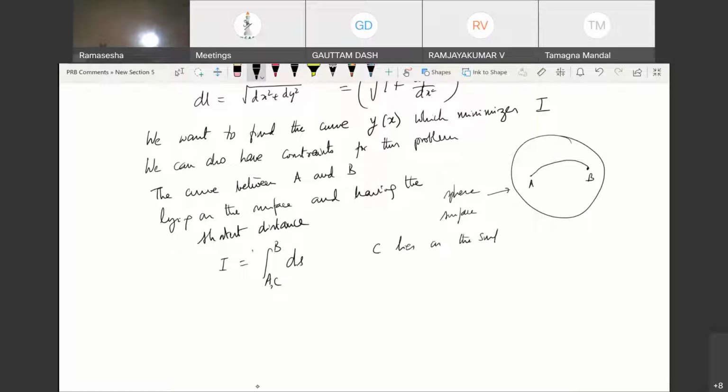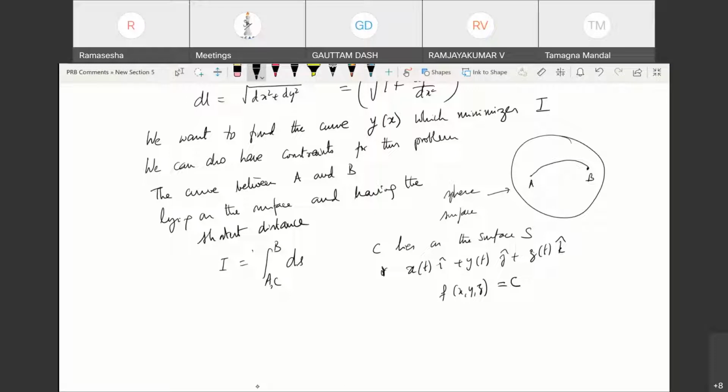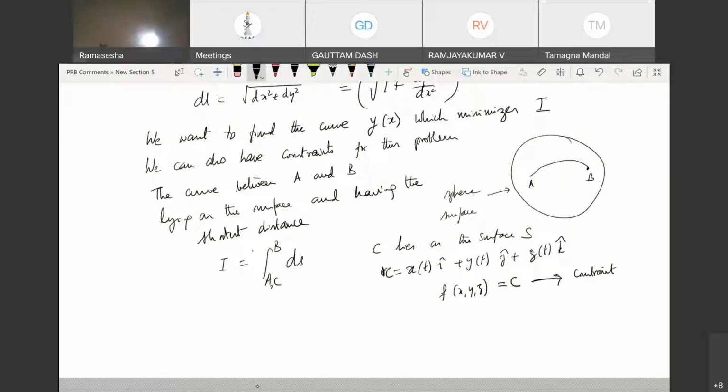That means I have C, which is given by x of t times i plus y of t times j plus z of t times k, and it should also satisfy the condition that f of x, y, z is equal to a constant. So this is the constraint, because this gives me a surface and this is the curve, and I want to find the length along the curve which satisfies this constraint and gives me a minimum distance. Okay, so this is a constraint problem, which again you can solve using the Lagrange multiplier.